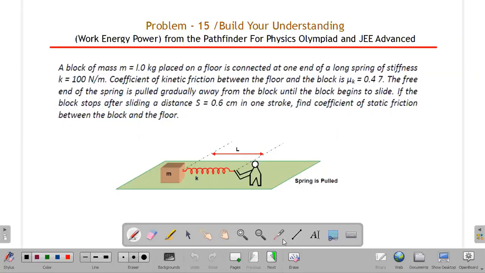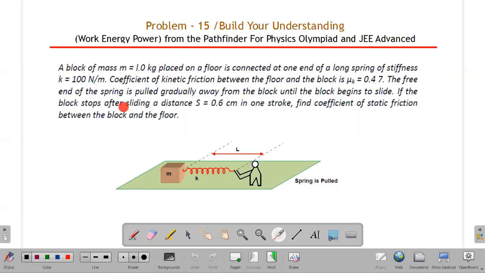So there is a block of mass 1 kilogram placed on a floor, connected at one end of a long spring of stiffness k. Coefficient of kinetic friction has been given. The free end of the spring is pulled gradually, slowly, away from the block until the block begins to slide. That means the moment when the block is about to slide, there is no further pulling of the spring. That is the key point in this question.